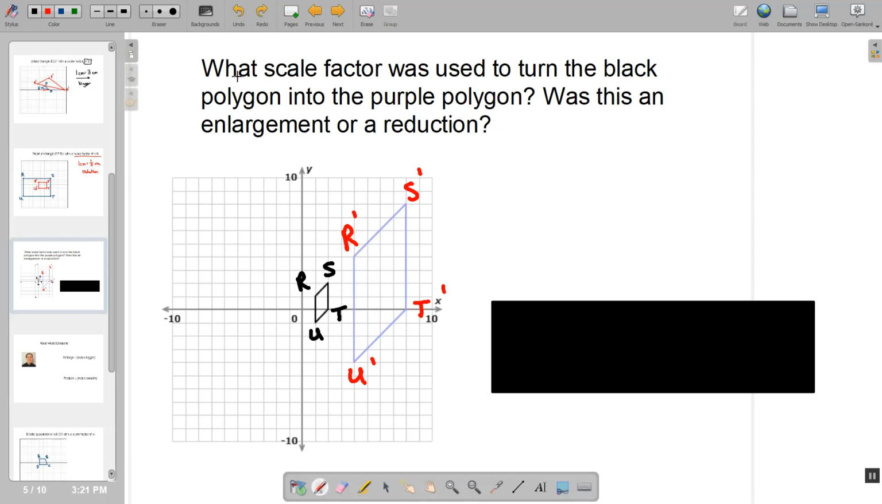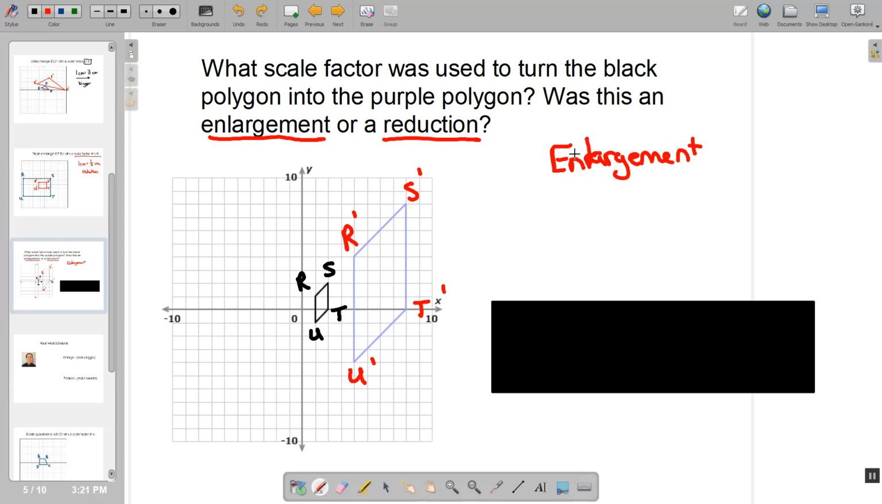So the first question is, what scale factor was used to turn the black polygon into the purple polygon? So I went from a small shape to a larger shape. The next question asks, was this an enlargement or a reduction? Well, because we got bigger, we are having an enlargement. If we are getting smaller, we would be making a reduction.